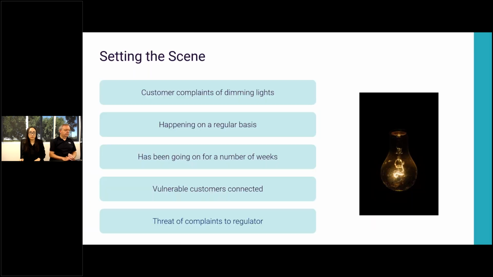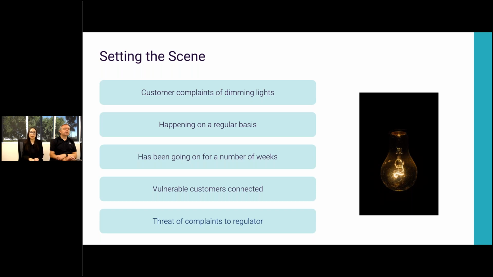To set the scene, we have a vulnerable consumer who cannot leave the house due to an illness. This consumer has been complaining about some dimming light events. However, the electricity company says they cannot see anything wrong happening on the low voltage network. The consumer keeps complaining, saying that these dimming light events are causing him anxiety and making him dizzy. So he said he will complain to the regulator.